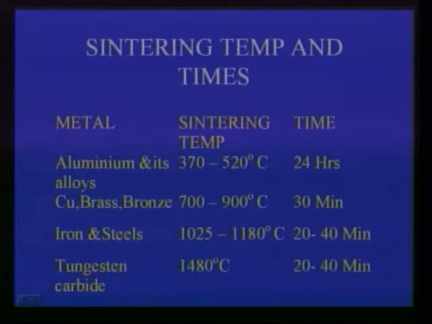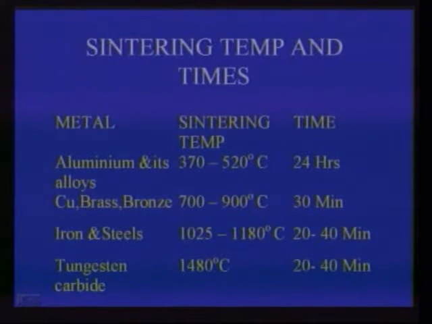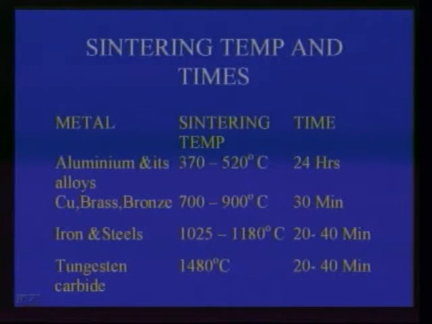In case of copper and its alloys like brass and bronze, the sintering temperature lies between 700 to 900 degrees centigrade and the sintering time is nearly 30 minutes. In case of iron and steels, the sintering temperature lies between 1025 to 1180 degrees centigrade and the sintering time is 20 to 40 minutes. In case of tungsten carbide, the sintering temperature is 1480 degrees centigrade and the sintering time is 20 to 40 minutes. These are some of the sintering temperatures and times of different metals.